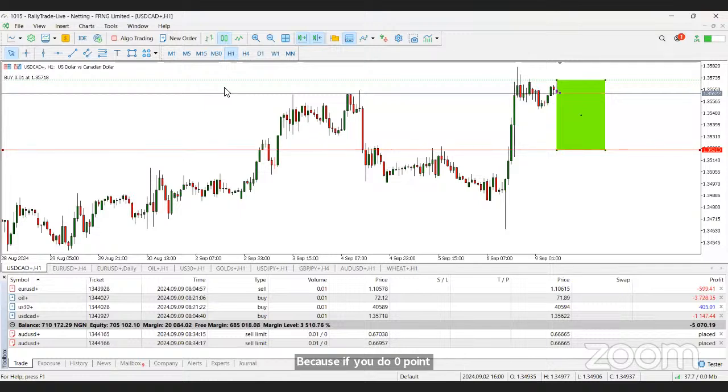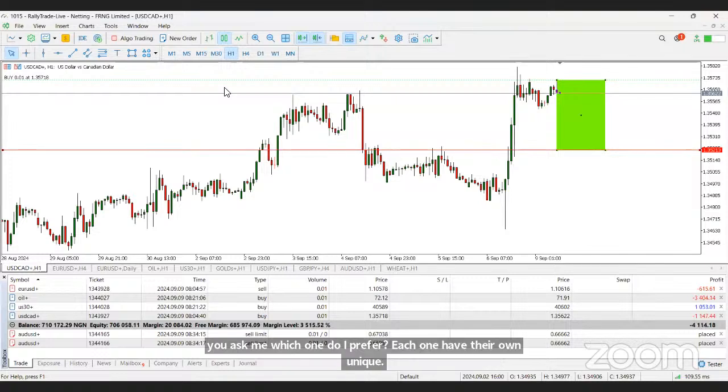So people don't use 0.01 lot to hedge in the same direction. They use a higher lot to hedge in the same direction. We call it martingale. That's where the word martingale comes in. You can Google martingale on your phone or your laptop, and how to hedge with martingale. There are two kinds: martingale in the opposite direction and martingale in the same direction. If you ask me which one I prefer, each one has its own unique need and unique way of helping to solve problems.